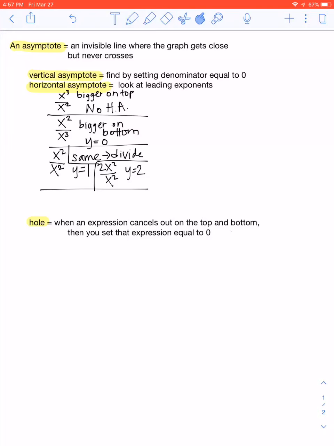So an asymptote is an invisible line where the graph gets closer but never crosses, and I'll draw it in a second as an example. A vertical asymptote you find by setting the denominator equal to 0. And you find a horizontal asymptote by looking at the leading exponents. So the examples in black are for horizontal asymptotes.